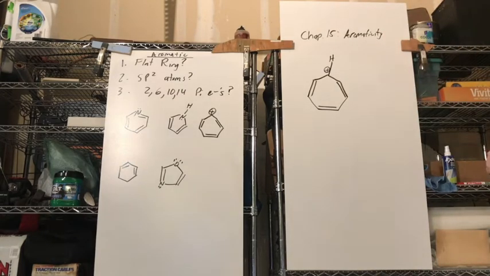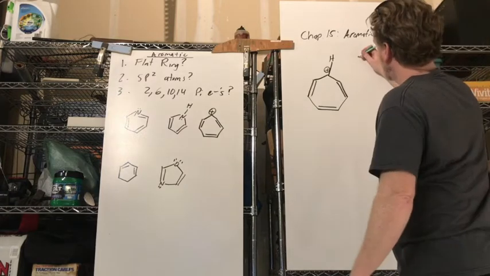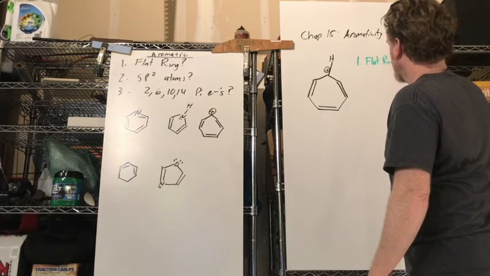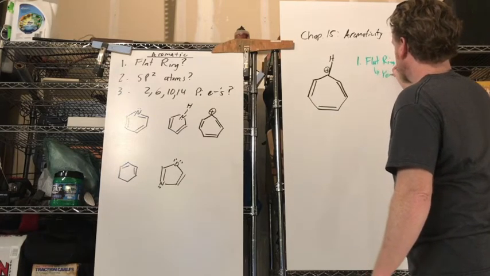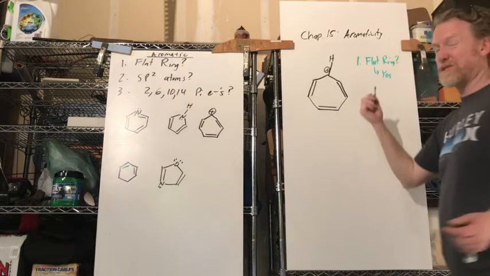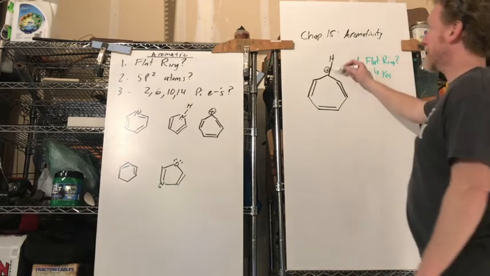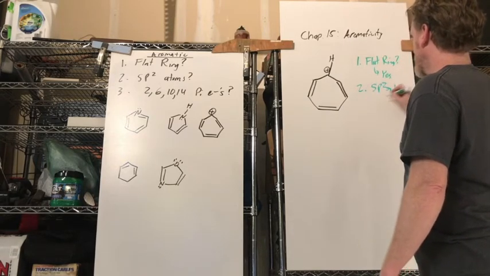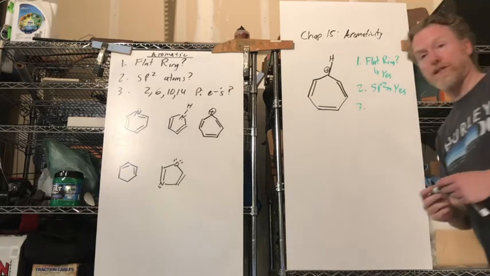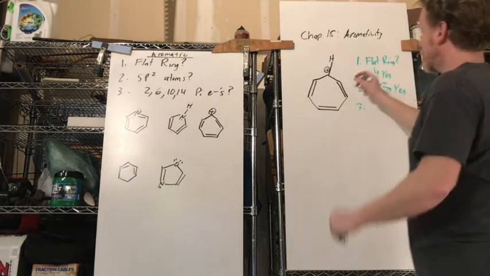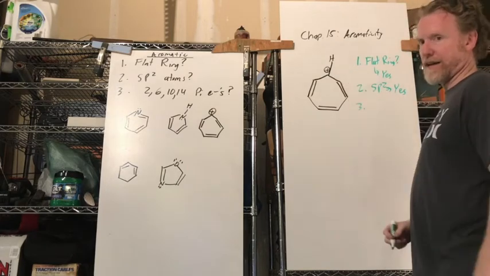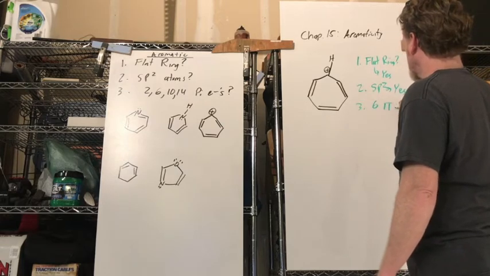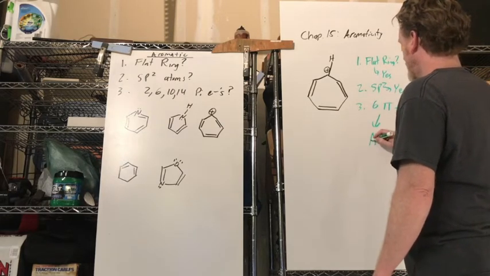Okay, so let's go through the questions. So first off, it can be a flat ring. I would say yes. I can see sp2. That should be sp2, right? Carbocations are sp2. Carbocations have just 3 atoms. Okay, is it all sp2? Yes. How many pi electrons does it have? 2, 4, 6. Carbocation doesn't have any electrons in its p orbital. But overall, we have 2, 4, 6 pi electrons. So what do you know? It's aromatic.